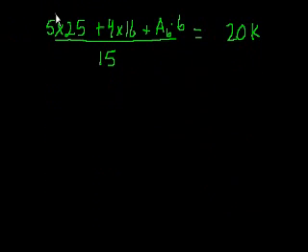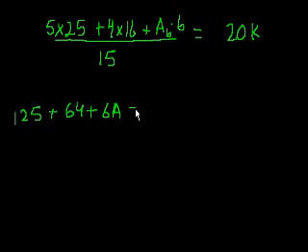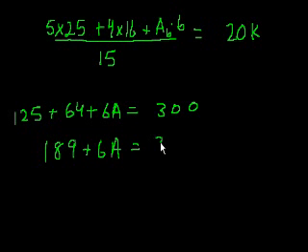So 5 times 25 is 125, plus 4 times 16 is 64, plus, let's call their average A, 6A, is equal to 20 times 15. What's 20 times 15? 20 times 10 is 200, 20 times 5 is 100, so it's 300. I want to make sure I'm doing the math right. 125 plus 64 is 189, plus 6A is equal to 300. Subtract 189 from both sides: 6A is equal to 300 minus 189.